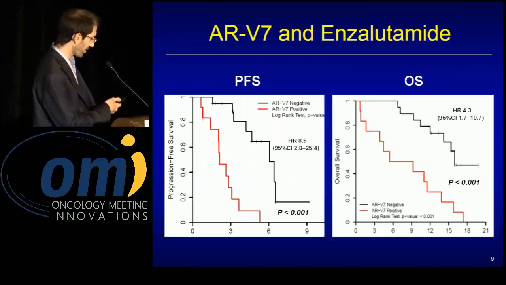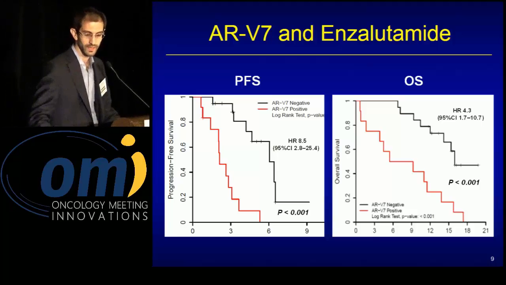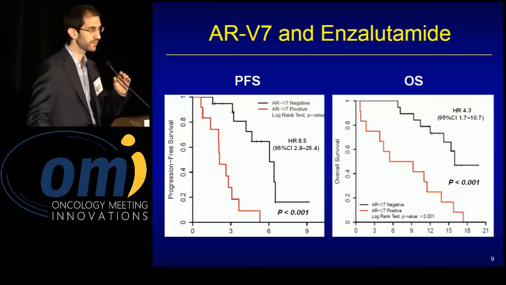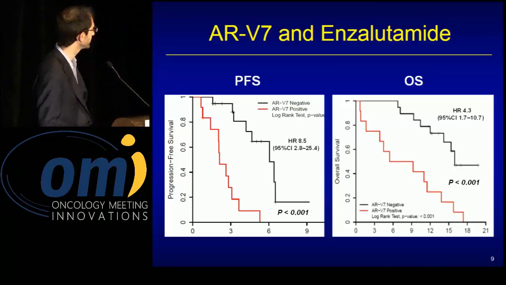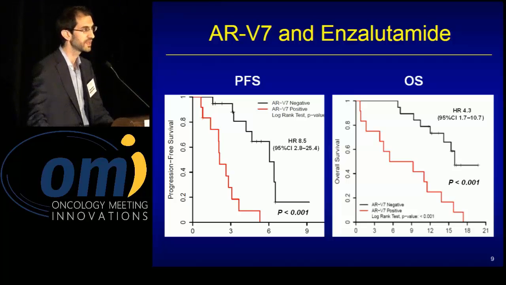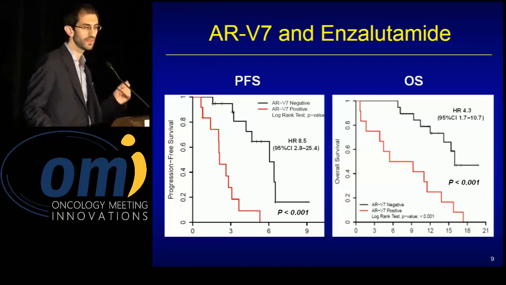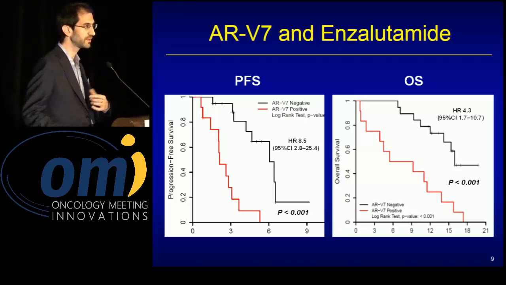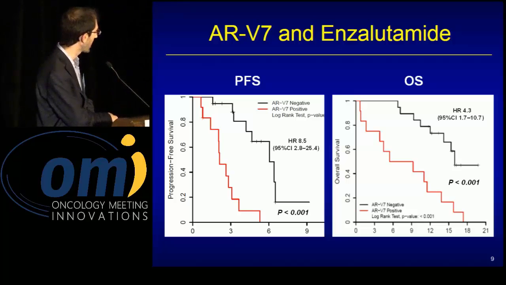And the Kaplan-Meier curves for radiographic progression-free survival and overall survival were quite distinct, depending on whether the person had AR-V7 positive or negative CTCs. But one thing I want to highlight here: clinical or radiographic progression in the AR-V7 positive patients was about 3 months, median of 3 months. So these patients present a very, very lethal phenotype, and they progress very rapidly.